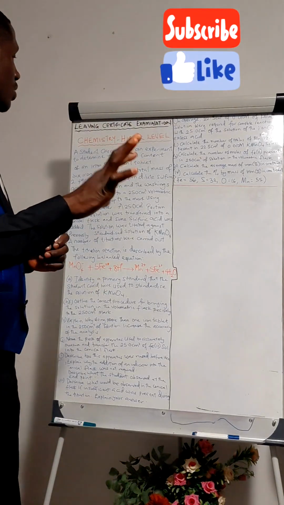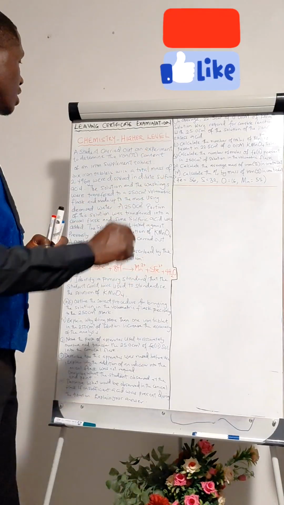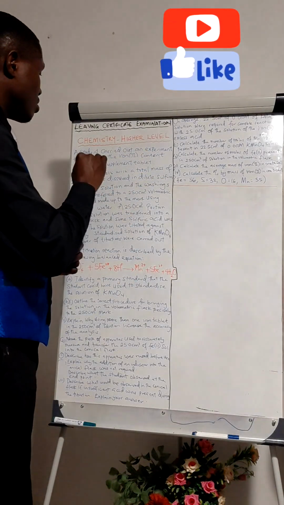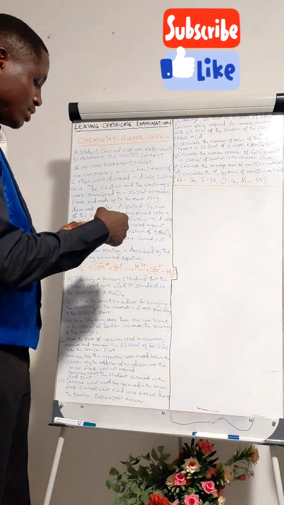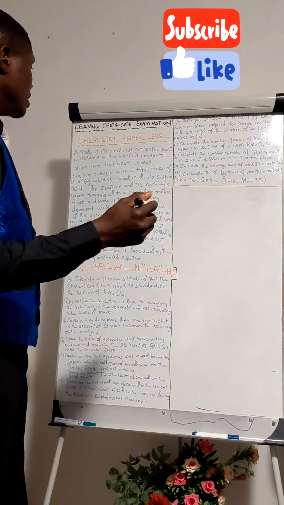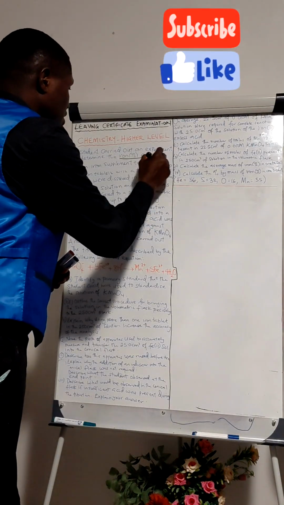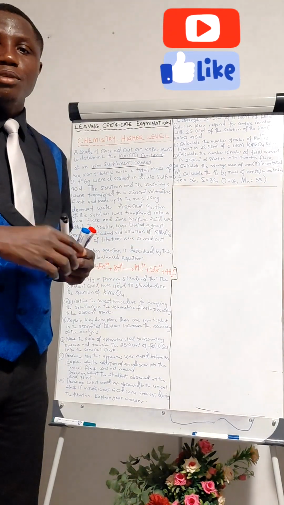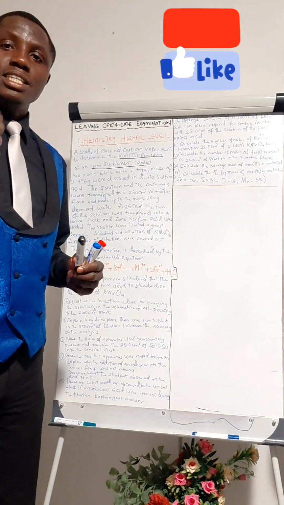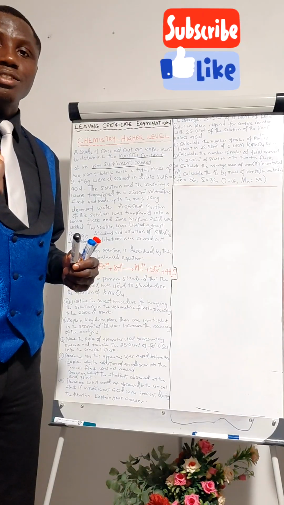They said a student carried out an experiment to determine the iron content of an iron supplement tablet. So the aim of this experiment is to determine the iron content in iron supplement tablets. So we have to determine the amount of iron present in a tablet, which is known as an iron supplement.